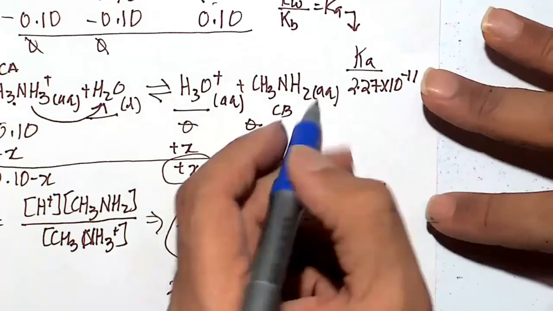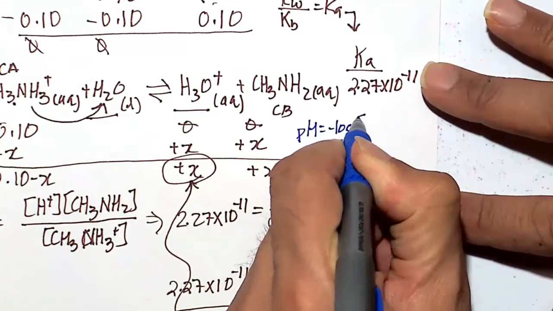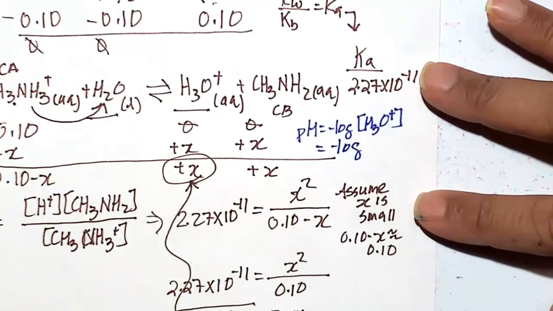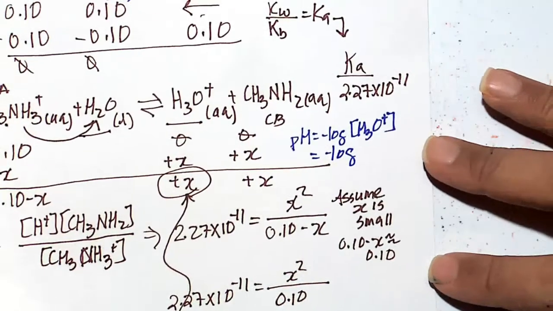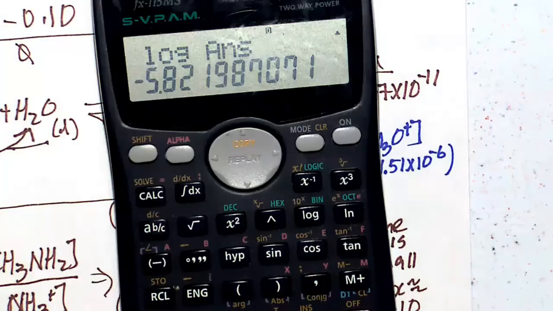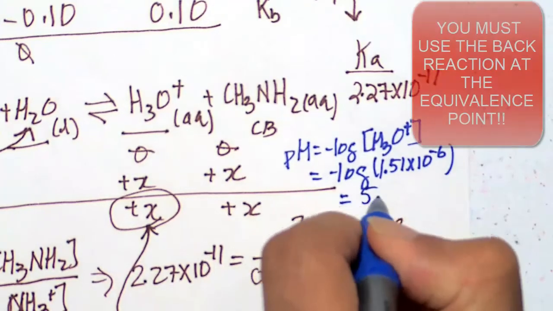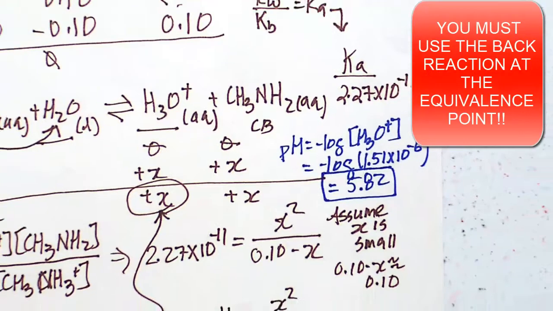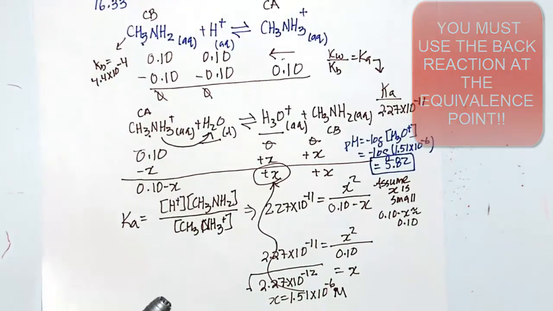So we'll do our pH by taking the minus log of the just computed x value, and that's going to be minus log of 1.51 times 10 to the minus 6. Doing that on our calculator, don't forget to take the negative off because it's minus the log, so it's going to be 5.82.